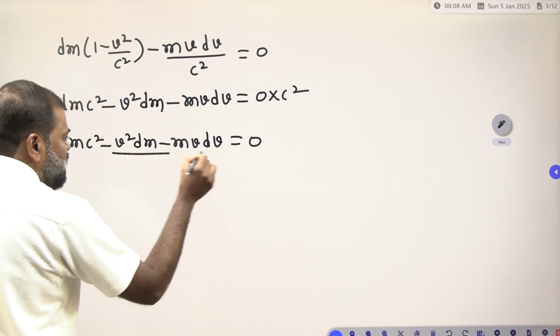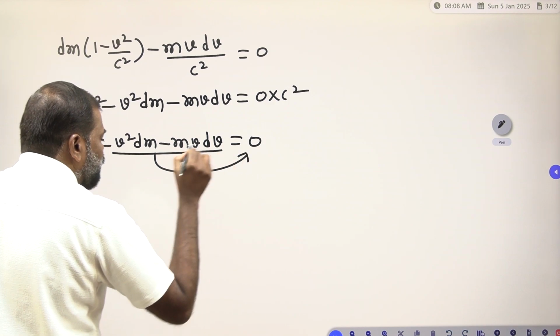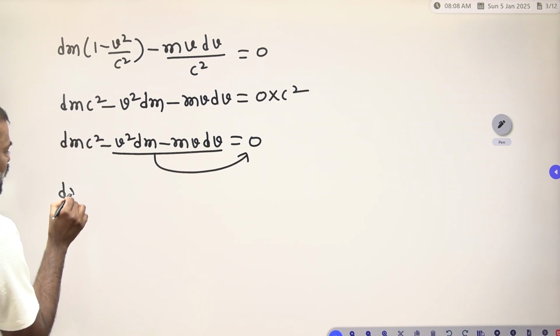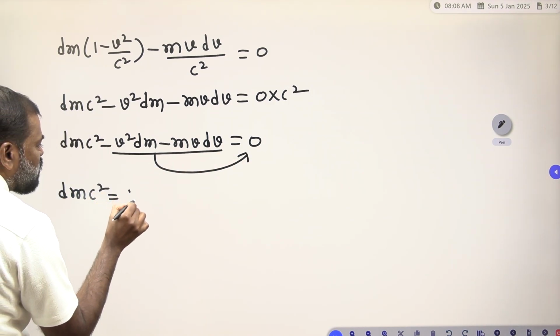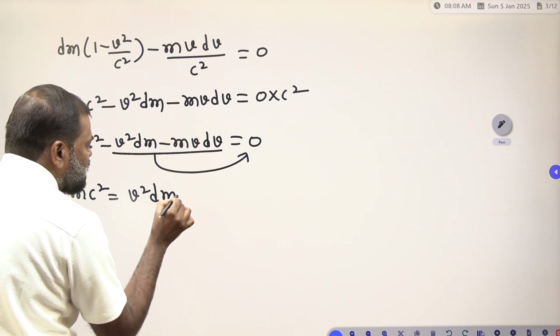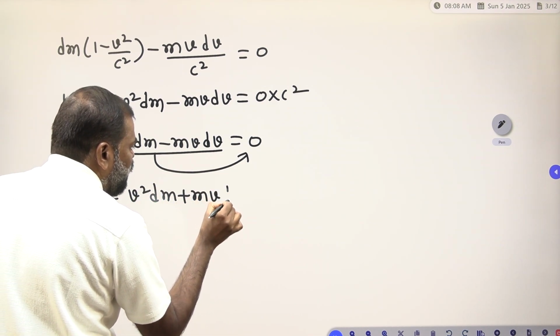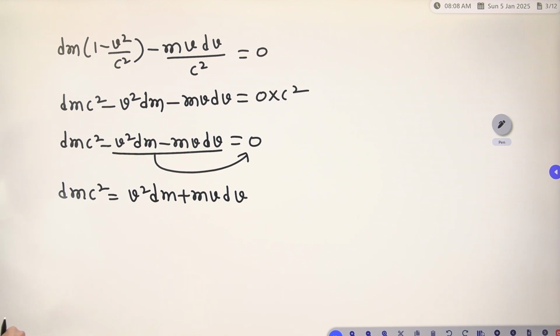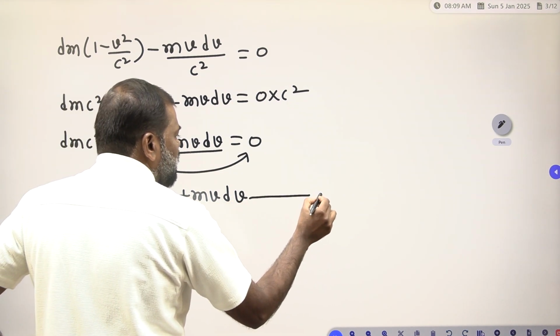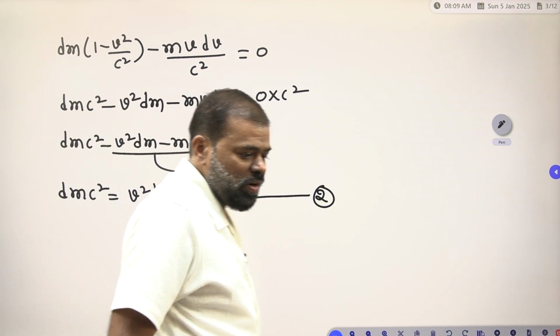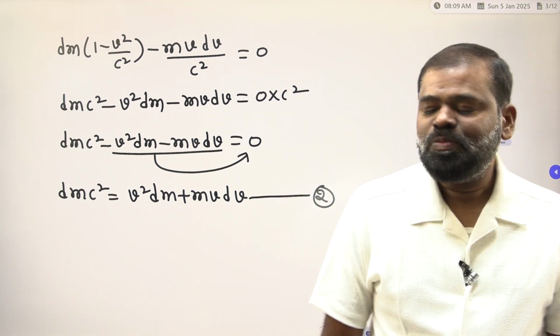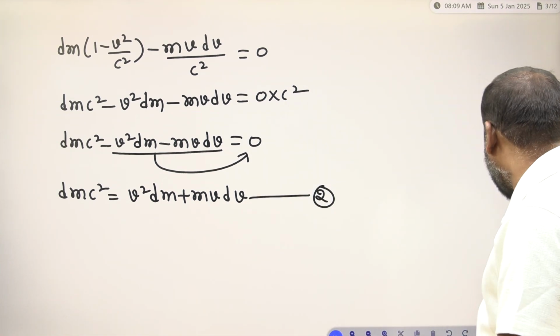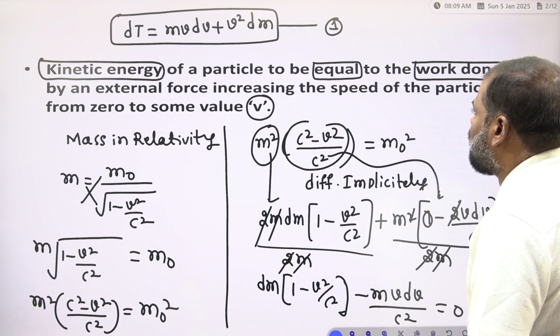So therefore you bring these terms to this side: dm into c square equals v square into dm plus m into v into dv. This is equation number 2. From equation number 1 and equation number 2 you have to observe.